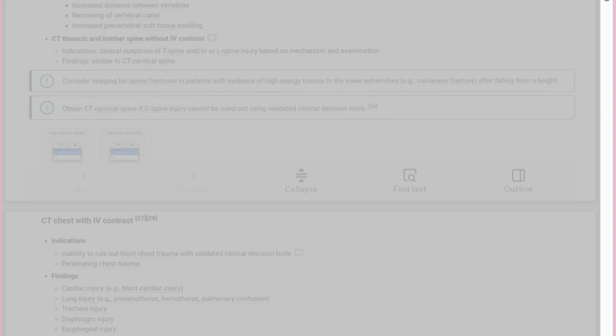CTA chest. Indications: inability to rule out blunt chest trauma with validated clinical decision tools; penetrating chest trauma with concern for great vessel injury. Findings: cardiac injury, for example blunt cardiac injury; blunt thoracic aortic injury; vascular injury, for example penetrating chest trauma. Consider CTA chest to evaluate for blunt thoracic aortic injury in patients with high energy trauma and a wide mediastinum on CXR.